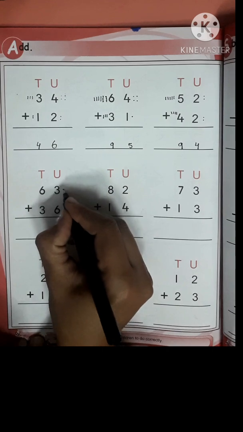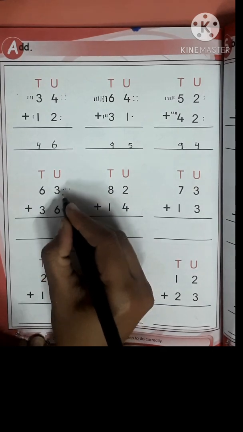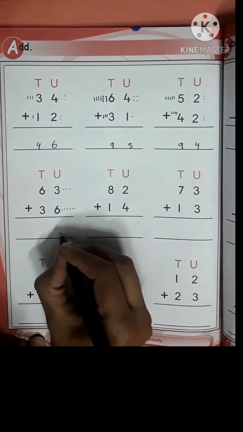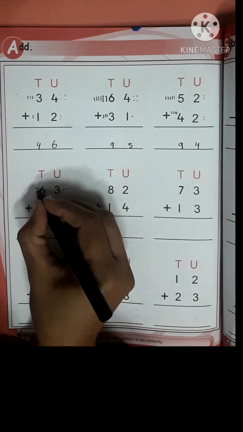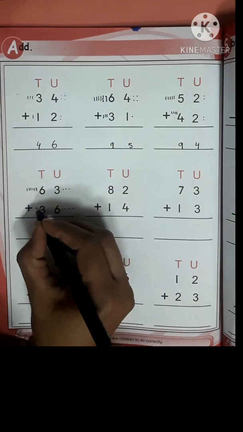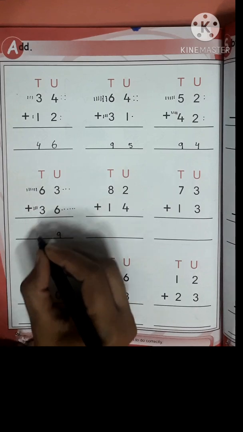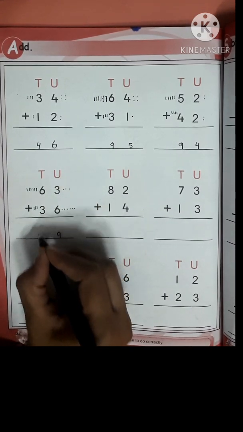Now the next one, 3 and 6 units, the answer is 9. Now the tens, 6 tens and 3 tens. 6 and 3, the answer is 9.